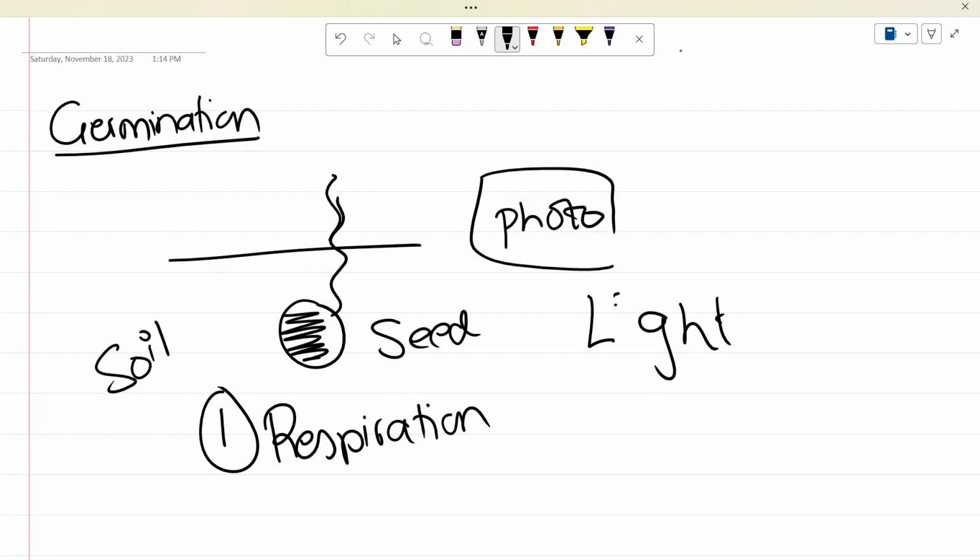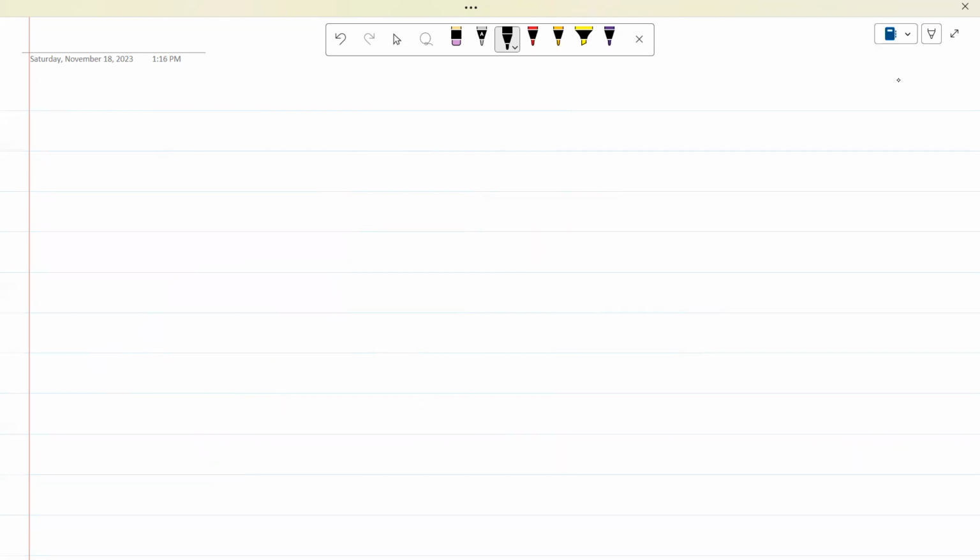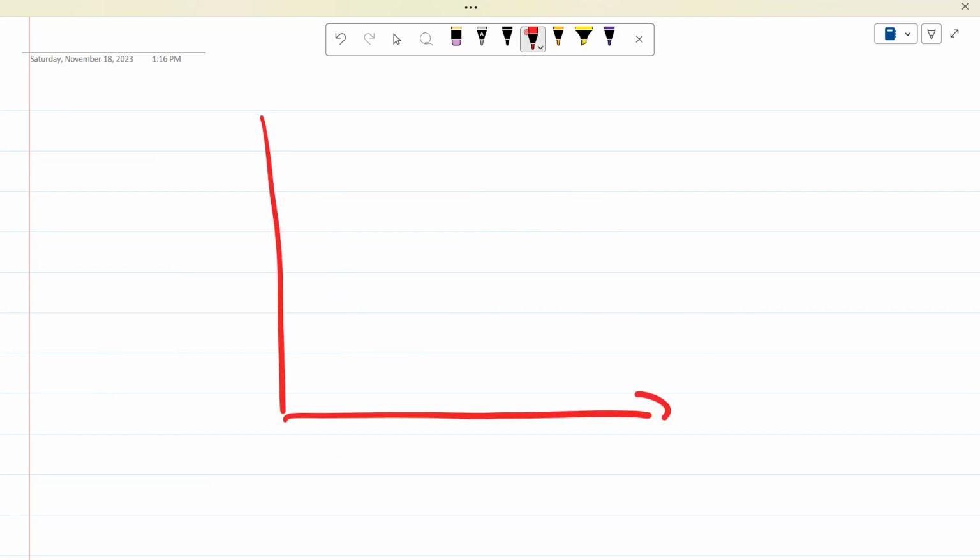Once it appears above the soil and it is exposed to light and all its food reserves are finished, only then will it start what? Photosynthesis. Okay? Now, why is this important to understand? Because sometimes they will give you a graph. This graph has time plotted on the x-axis and the dry mass of the seed on the y-axis. And I will discuss the term dry mass in a minute.